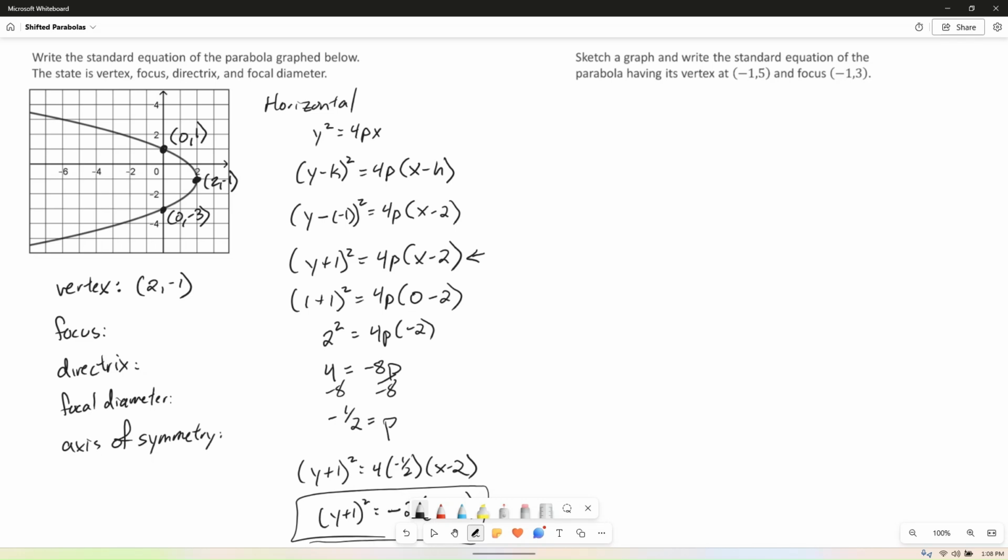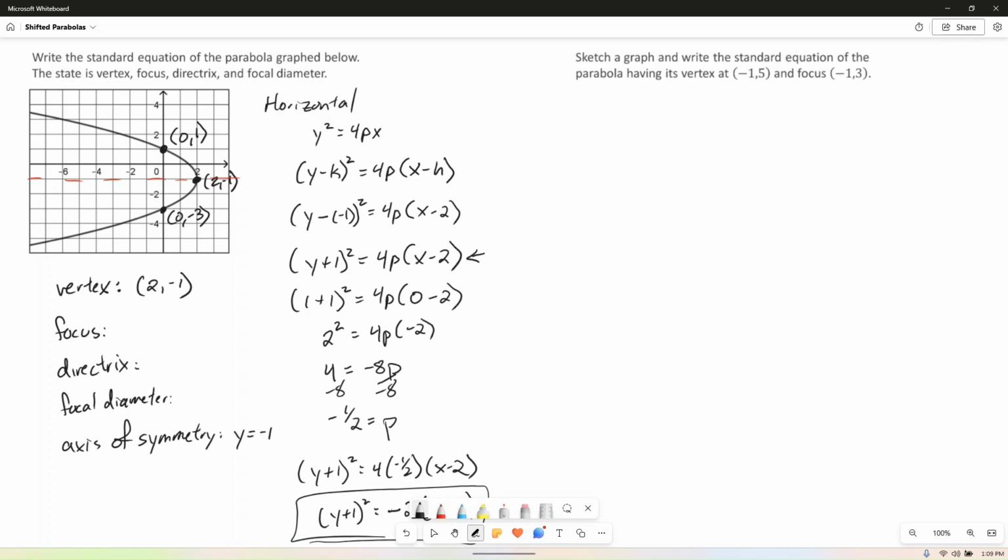The axis of symmetry is the line that you could draw directly through the middle of the parabola. So since we have a parabola that is oriented horizontally, we're going to have a horizontal axis of symmetry. It also has to pass through the vertex. So since the vertex is at (2, -1), we have to have a horizontal line along y = -1. So our axis of symmetry is just the equation y = -1.